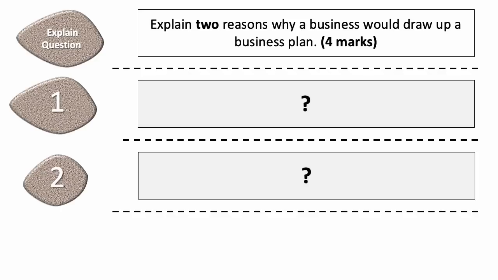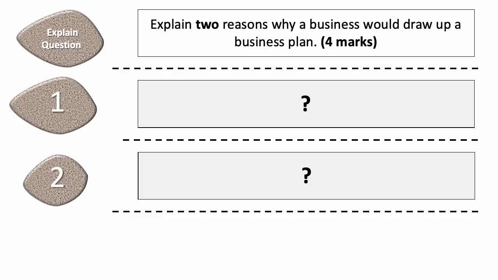So one last explain question for you to complete. Now this time it's a 4-mark explain question, and it replicates the type of question that you will see at the end of section A. So you can answer it or you can complete it exactly in the same way as you would a 2-mark explain question in section A. However, the last question always asks for 2, so 2 benefits or 2 reasons or 2 ways.